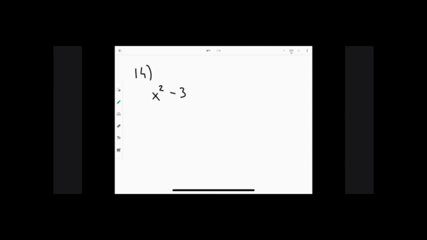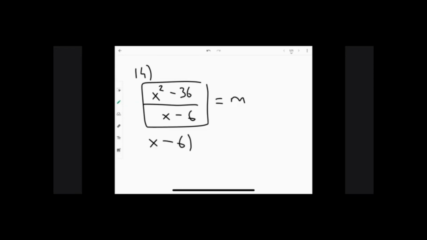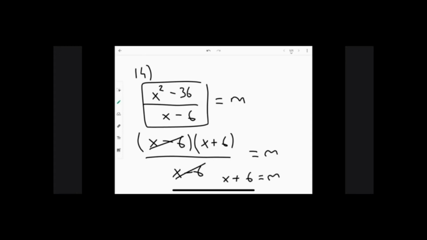So for this, we need to put that m is equal to x squared minus 36 over x minus 6. We factor x squared minus 36, so it becomes x minus 6 times x plus 6. And then we can cancel x minus 6 with x minus 6. So the remaining result is x plus 6 equals m. Now we know that x equals 6, so 6 plus 6 is equal to m, so m is 12.